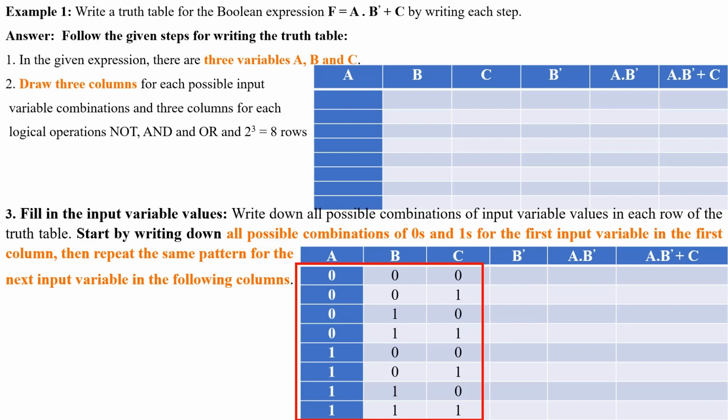Step 3. Fill in the input variable values. Write down all possible combinations of input variable values in each row of the truth table. Start by writing down all possible combinations of zeros and ones for the first input variable in the first column, then repeat the same pattern for the next input variable in the following columns. Now, look at the second truth table created.